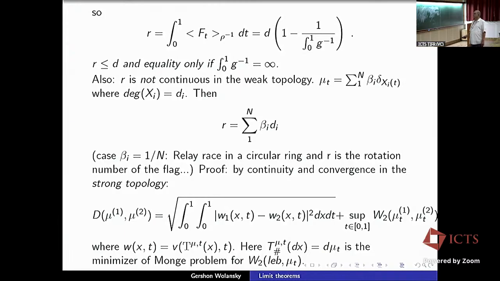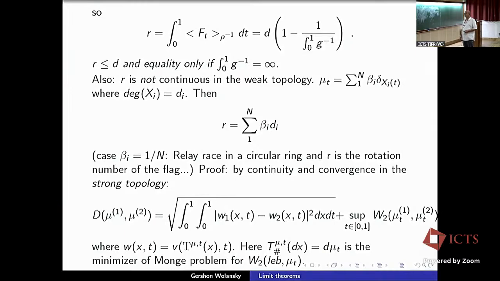So for each time t, we define this w as the velocity field with this change of variable, and take the L2 norm of the difference between these two velocity fields, plus the uniform distance, the Wasserstein two distance between the two measures. With this metric, it turns out that the rotation number is continuous in the weak topology.